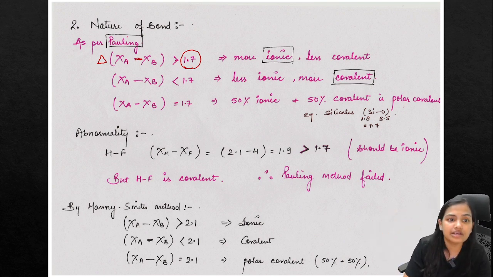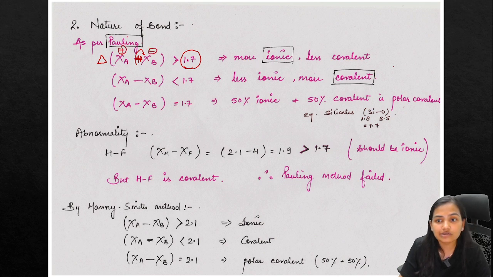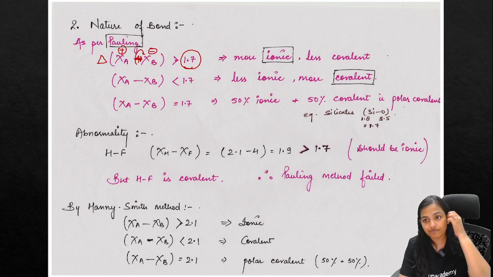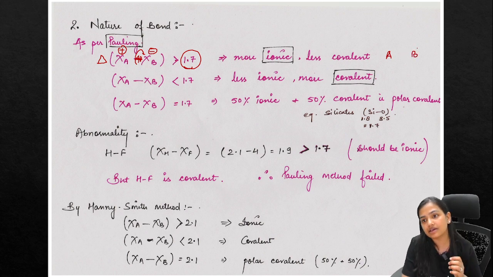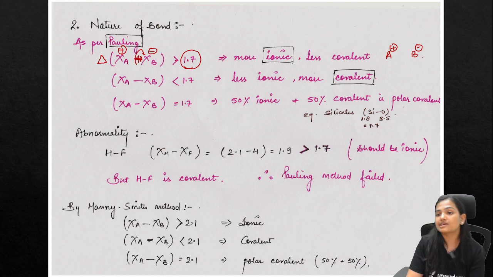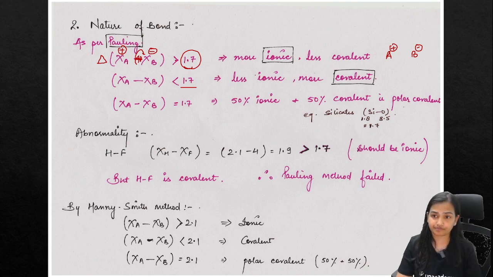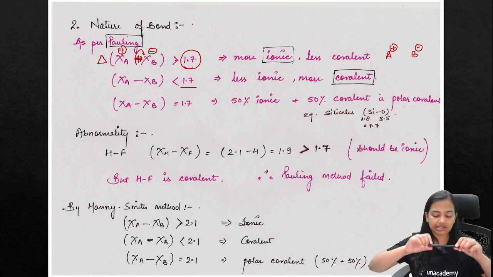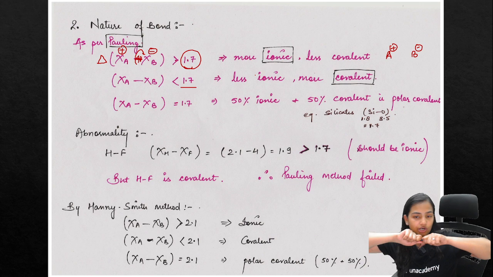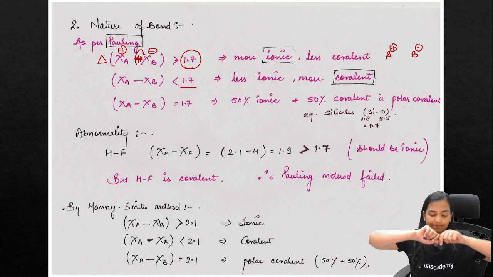So if B is more powerful, then this will become negative and this will become positive. The bond will be broken completely between A and B, and therefore we can say that the bond is ionic. If the difference between A and B is less than 1.7, they will not be able to break the bond. The bond will remain there and will not be broken.